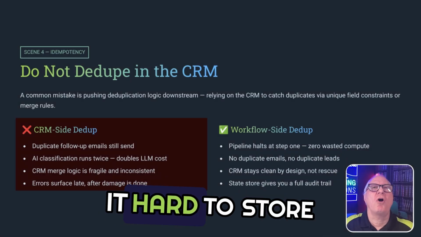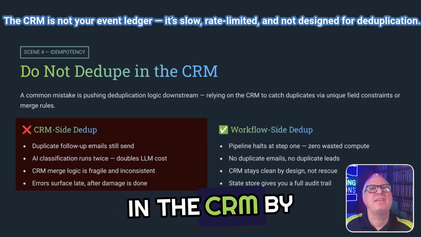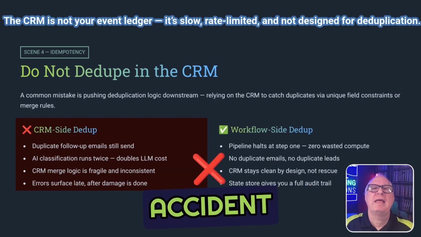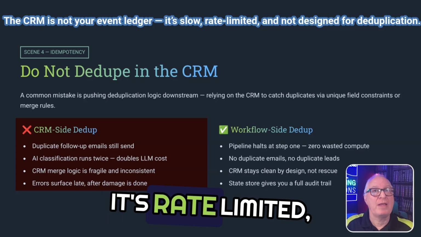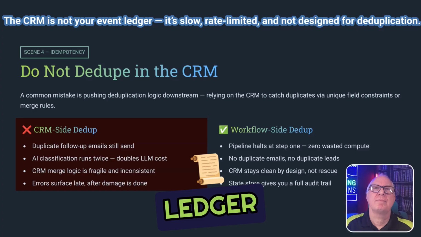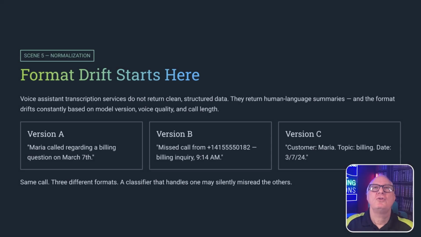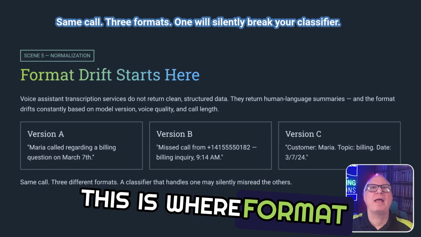If your tool makes it hard to store and check state, you'll end up deduping in the CRM by accident. That's a bad place to do it. It's slow, it's rate limited, and it's not designed to be your event ledger. Now, you generate a voice assistant summary. This is where format drift starts.